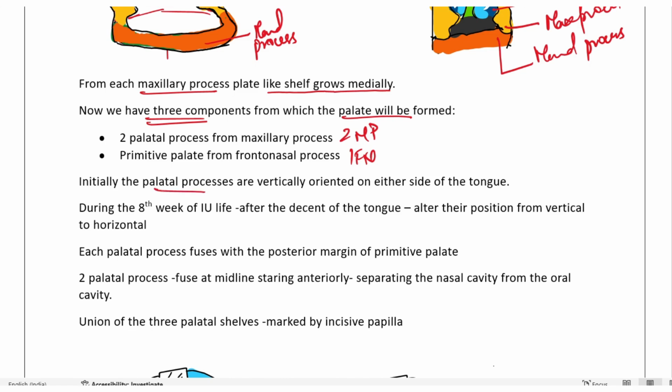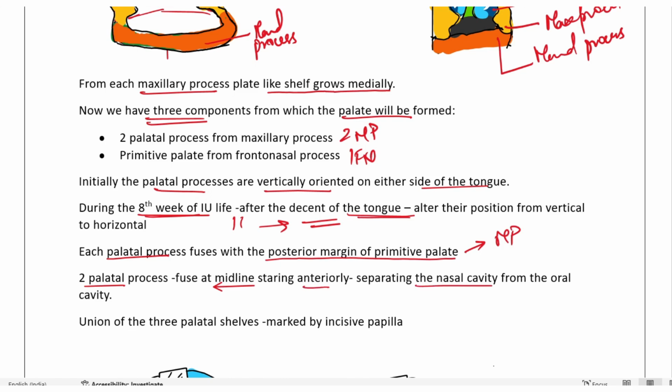Initially, the palatal processes are vertically oriented on either side of the tongue, and during the 8th week of intrauterine life, this vertical will change into horizontal because the tongue descends down. Each palatal process will fuse with the posterior margin of the primitive palate. The primitive palate is from the maxillary process. The 2 palatal processes will fuse at midline, which starts anteriorly, separating the nasal cavity from the oral cavity. The union of the 3 palatal shelves is marked by the incisive papilla.